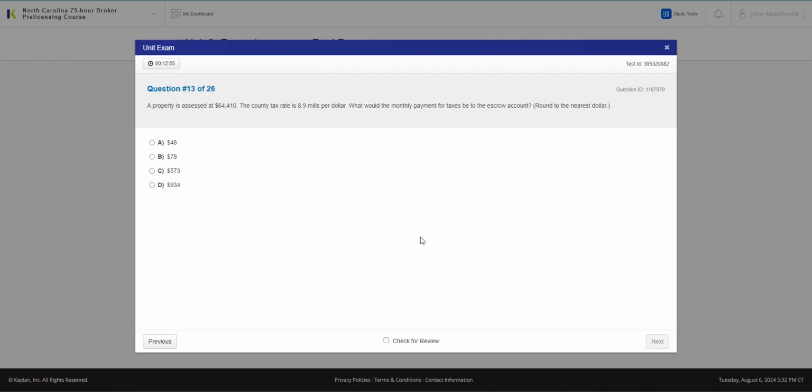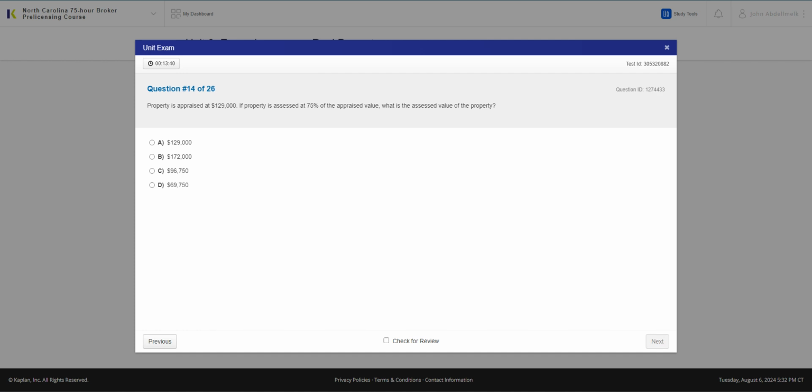So it would be 64,410 times 0.0089, which then equals 573.2, which equals just 573 when you round up or down in this case. Okay.